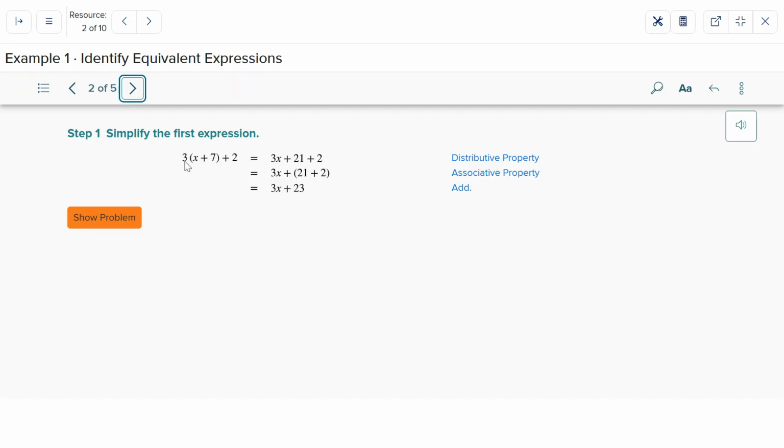They did that by going 3 times x, they're distributing, is 3x. And then 3 times 7 is 21. And then that plus 2 is just still chilling there. Then they are having you add these together, which simplifies down to the final simplified version, 3x plus 23, because 21 plus 2 is 23.